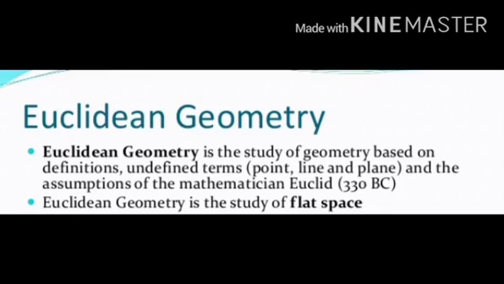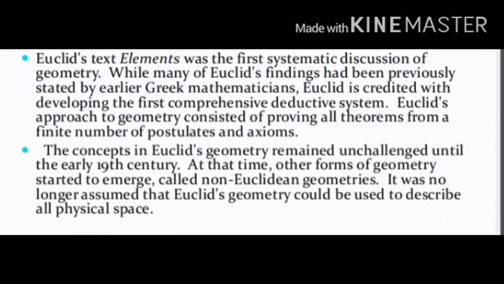Euclidean geometry. Euclidean geometry is the study of geometry based on definitions, undefined terms like point, line, plane, and the assumptions of the mathematician Euclid, 330 BC. Euclidean geometry is the study of flat surfaces. Euclid's Elements was the first systematic discussion of geometry.